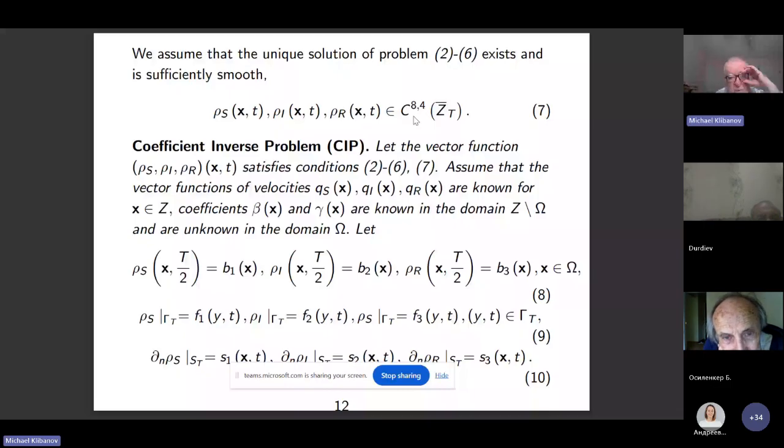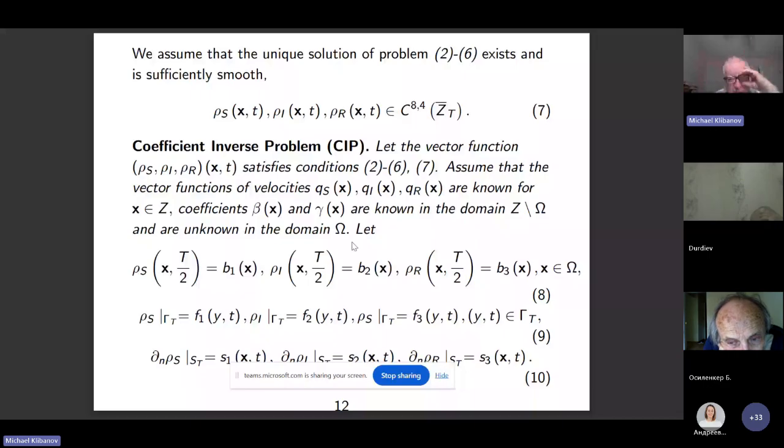What is the coefficient inverse problem? We assume that these functions satisfy that parabolic system as well as the smoothness condition, and we assume that these coefficients are unknown in a certain domain omega, and known outside, okay?